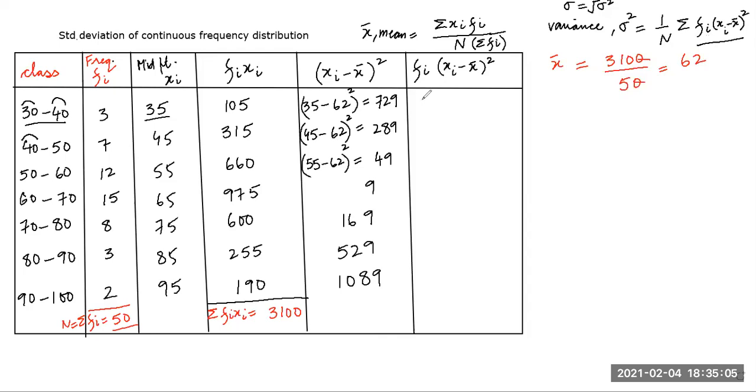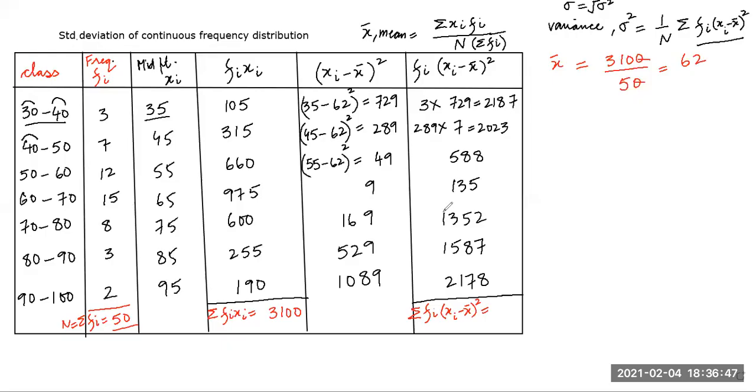So what will it be? Fi is 3 and xi minus x bar whole square is 729. So when I multiply this, it is 2187. Like that, second will be 289 multiplied by the frequency 7. So that will be 2023. Like that, I will complete this. So students, my next step is, I've done all these calculations.